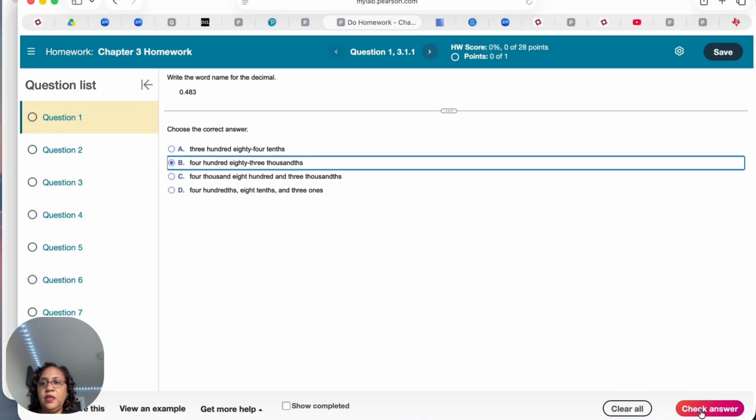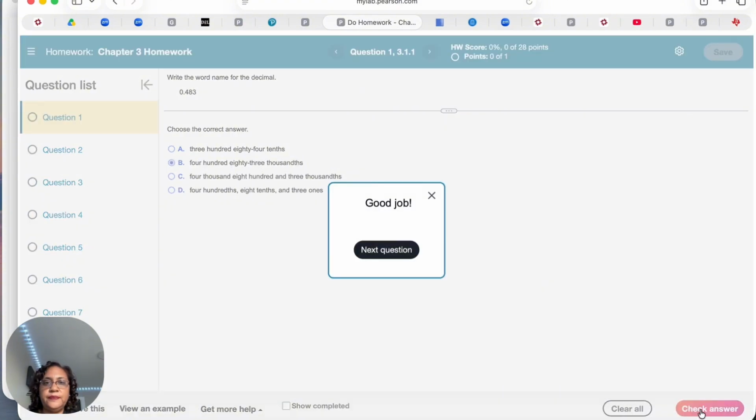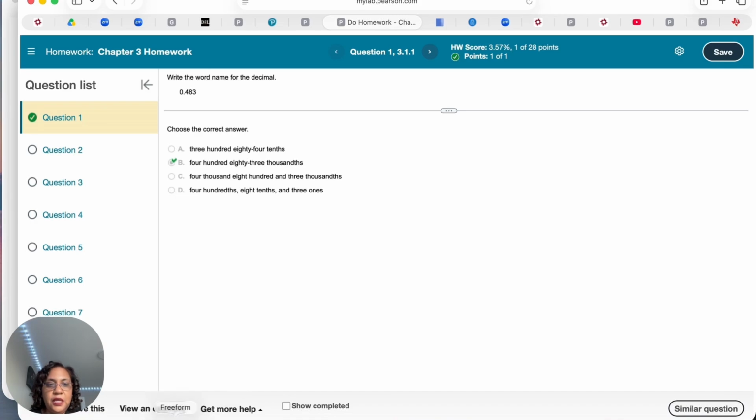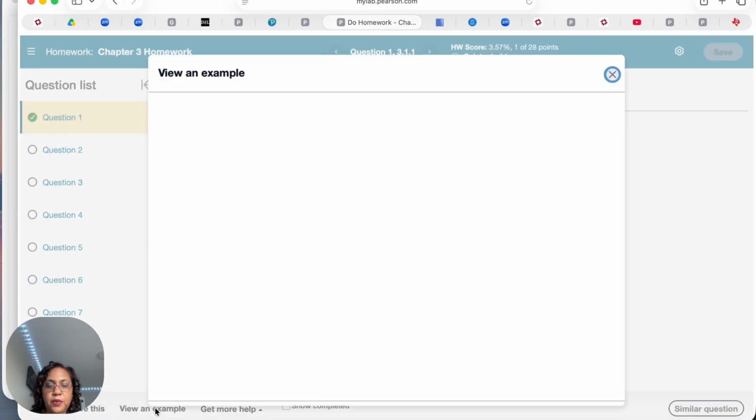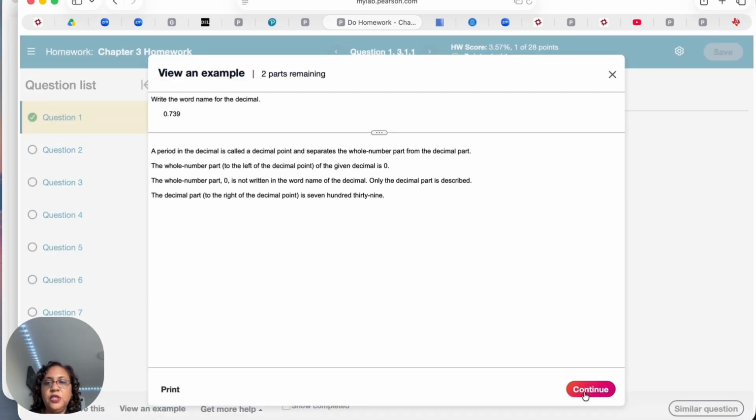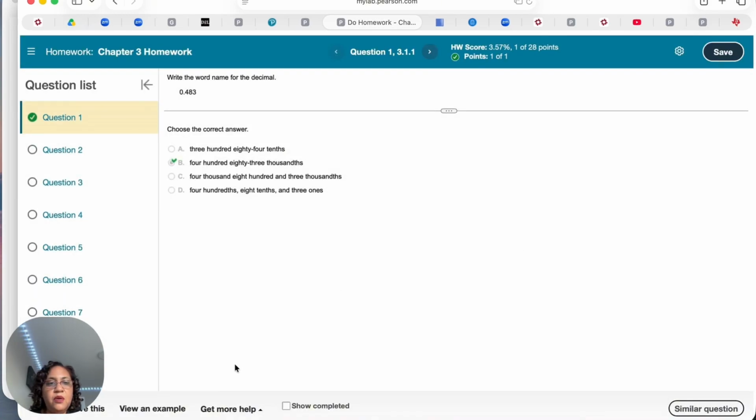And then it's wonderful. You get to check your answer. Now, if you had a problem with understanding that, you could also view an example. You just step through and learn the material. I recommend that you read your book before you get here. There are examples in your book as well. So let's move on.